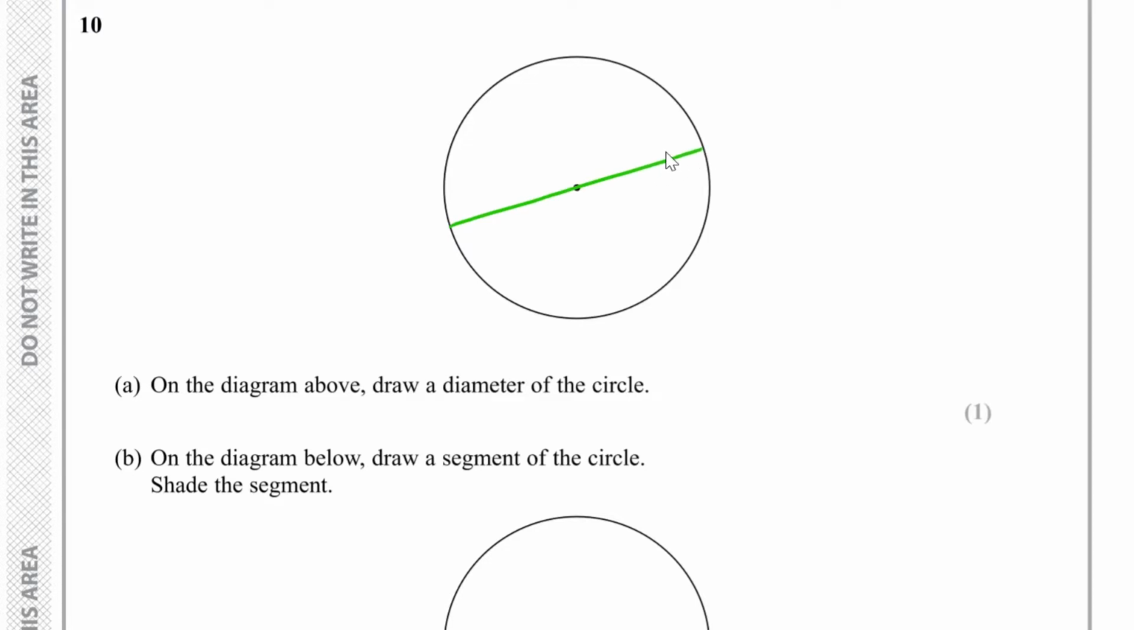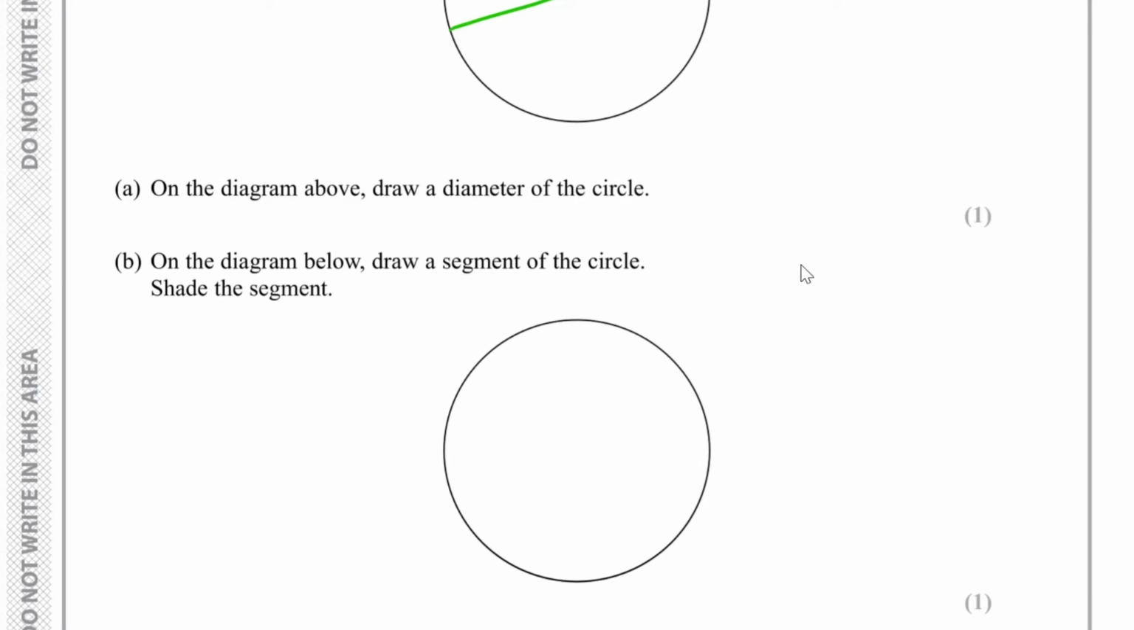And now for part B, on the diagram below, we have to draw a segment of the circle and shade the segment. Well, a segment, first of all, we need to draw a chord which splits the circle into 2 parts, and then we shade either one, which indicates a segment. So for example, shading this, we have over here a segment.